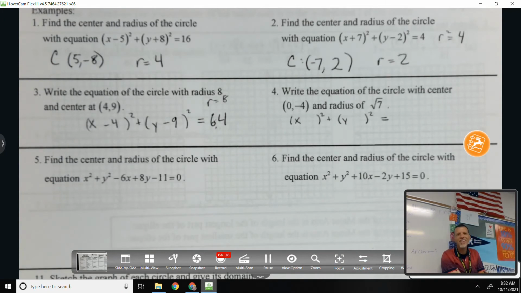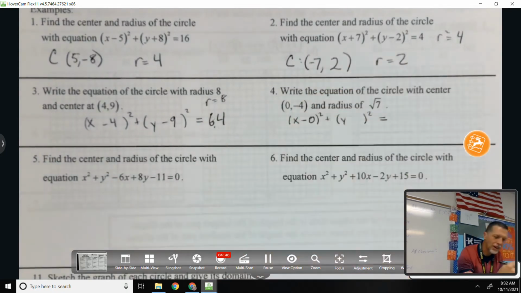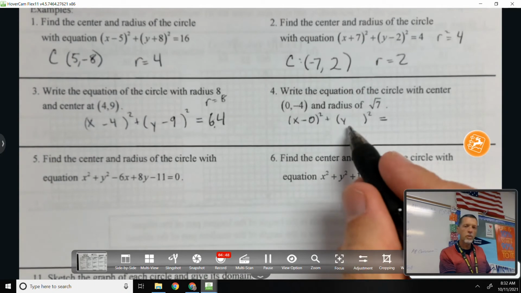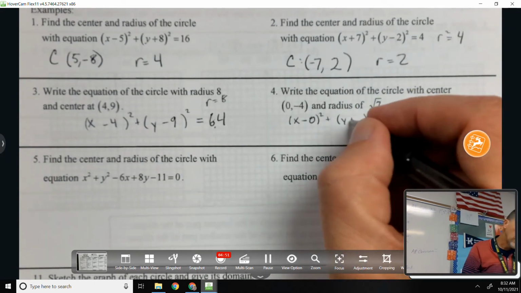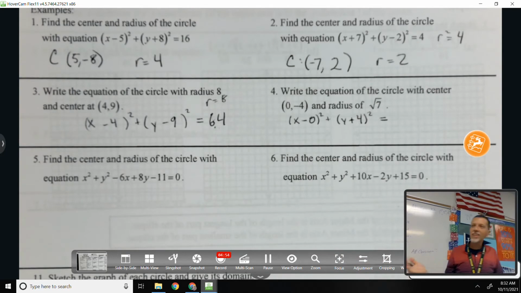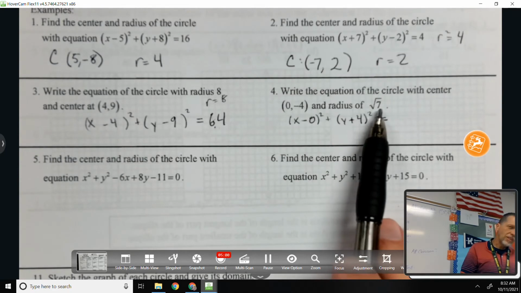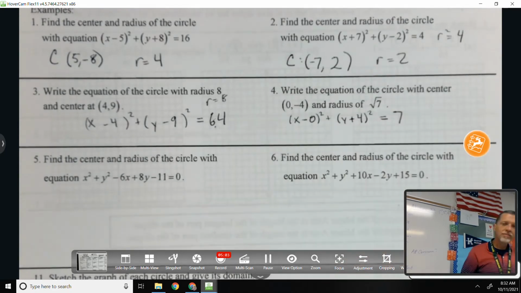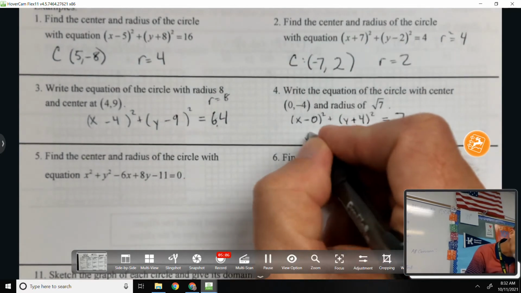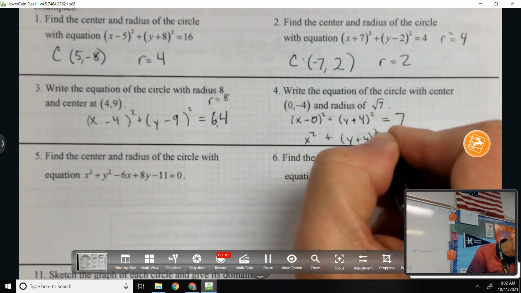Second example. So what goes in parentheses with X? Okay, there's 2 good answers here. Zero. You can put minus 0 if you really want to make it look like the format. But X minus 0 is just X, so if you just want to write X squared there, that's okay too. All right, what's going to go in with Y? Plus 4. Good, Y plus 4. And you could put Y minus negative 4. That would be okay, it wouldn't be wrong. And then what's the square root of 7 squared? 7. X squared plus (y plus 4) squared equals 7.